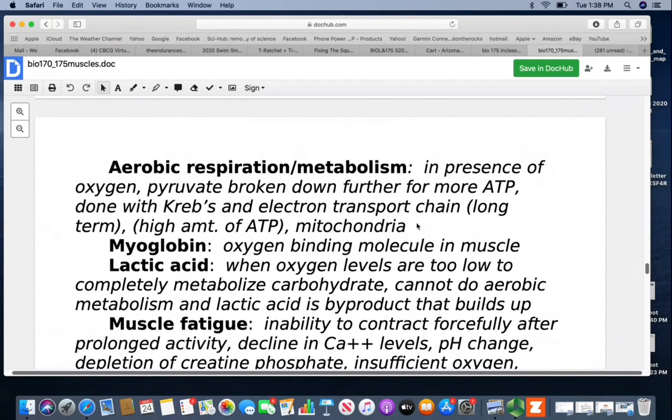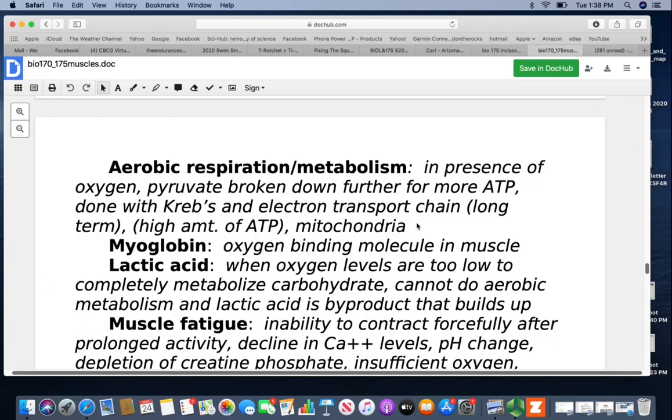So the more mitochondria you have, the more of this aerobic respiration you can do. Myoglobin is also important here. It's your oxygen binding molecule. The more oxygen you can have in the muscle, the more aerobic metabolism you can do.